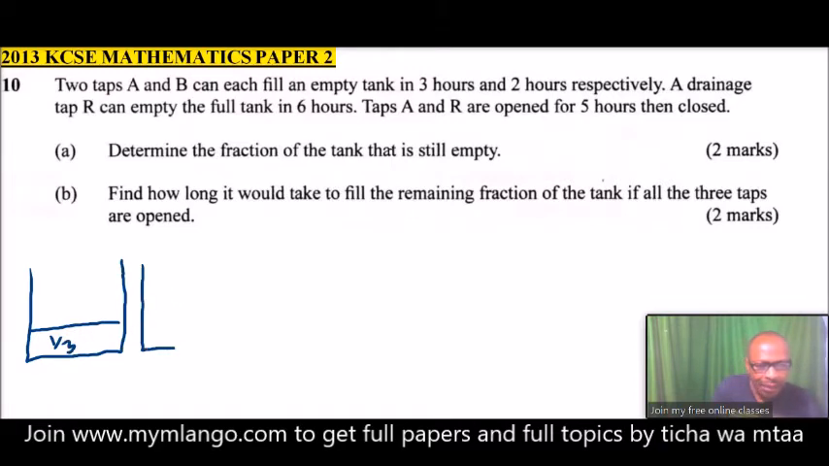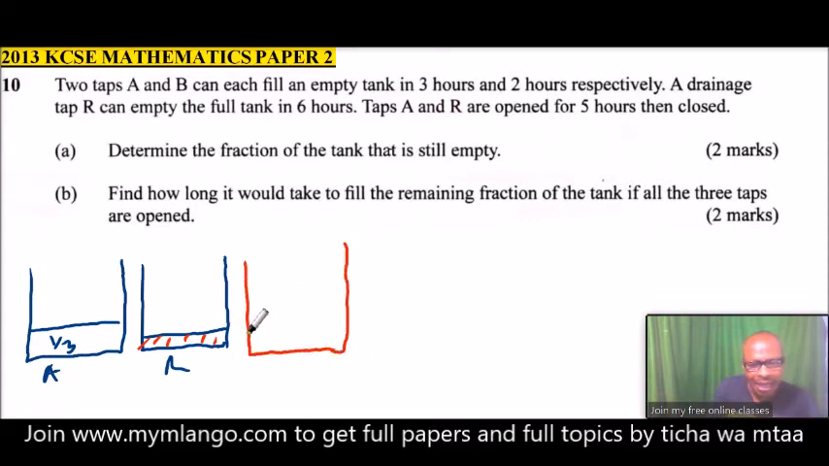And then when you have R open, this is A, and R is open, it will empty a sixth of the water in the tank. What this means is that when you combine these two, you have the tank. This is a third, and you subtract a sixth of what has been removed by R. So this is what is remaining in the tank. So we are required to find out the empty part here.